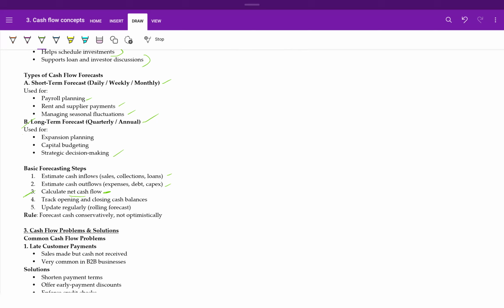After that, we track opening and closing cash balances from the balance sheet. This is a part of the balance sheet, which is also a part of cash flow statements. And we update the forecast regularly using a rolling forecast approach. The rule here is that we always forecast cash conservatively, not optimistically, because over-optimism leads to cash shortages. So that's the rule we are going to use. Conservative approach, not optimistic approach. We cannot be over-optimistic about our cash because that could lead to cash shortages.